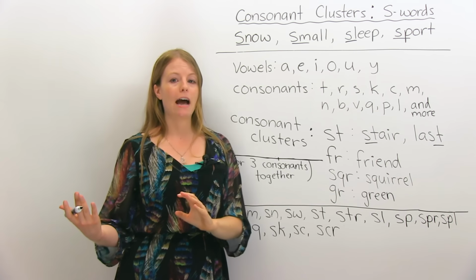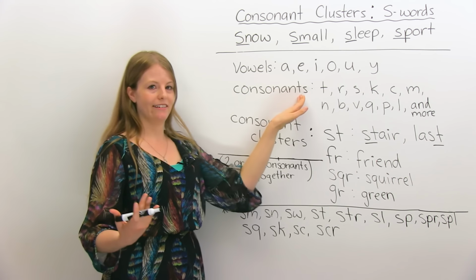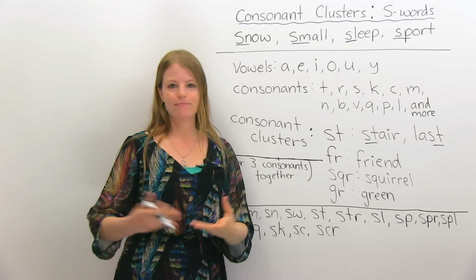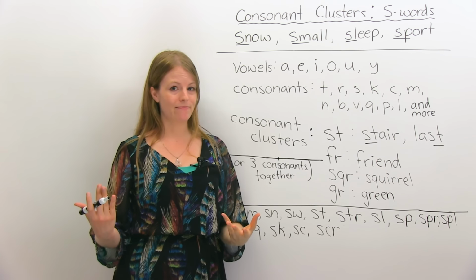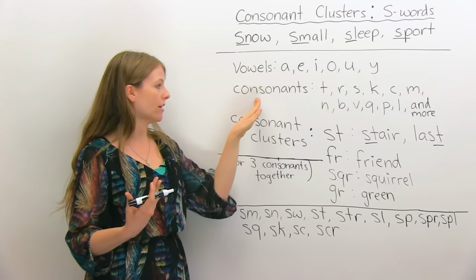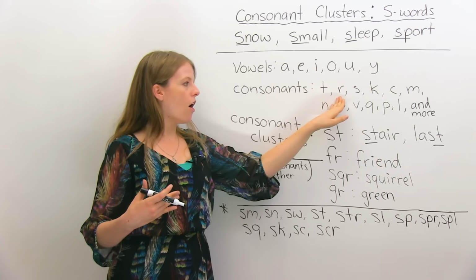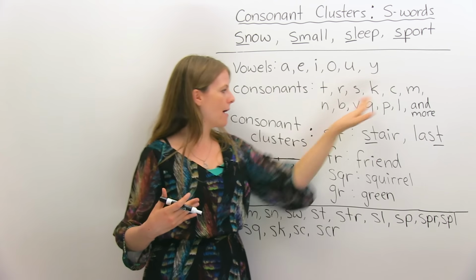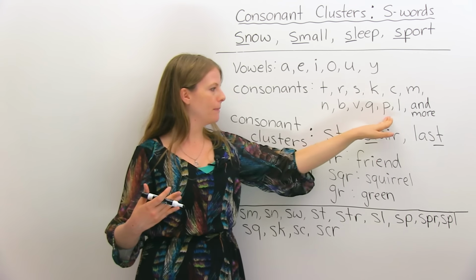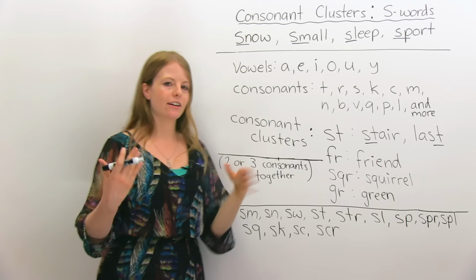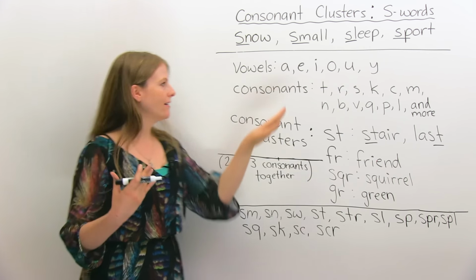The opposite of a vowel is a consonant. So consonants are not vowels. They're pretty much everything else. Okay, so in English we have a lot of consonants. T is an example of a consonant. R, S, K, C, M, N, B, V, Q, P, L, and there's so many more. Pretty much every other sound that is not these are consonants.